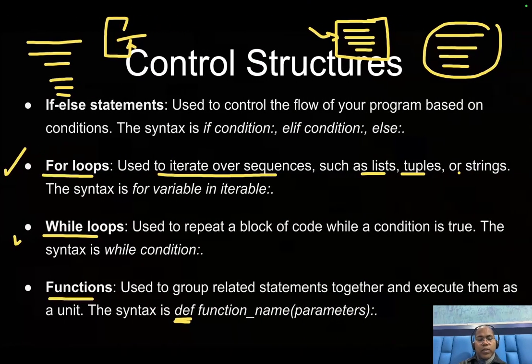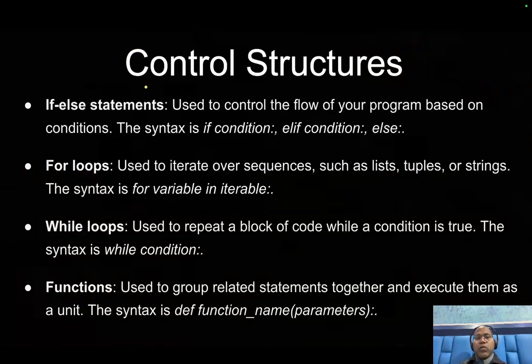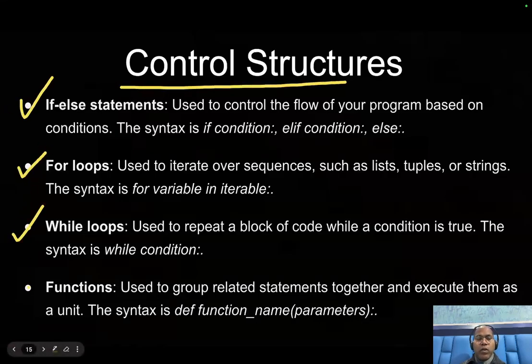So these are, you can say, primitives. We're going to talk about them in detail in a further session, but yes, these are the control structures, the tools we have: the if else statement, the for loop, the while loop, or functions. These make us decide how our program execution flow goes.